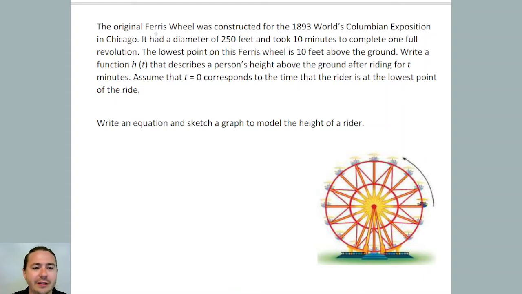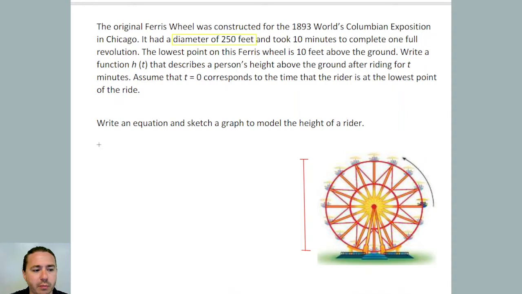But anyway, the original Ferris wheel was constructed over 100 years ago now, and it had a diameter of 250 feet. As soon as I start getting some information here, I'm going to start labeling stuff just to get an idea of what everything's going to be. So the distance here from the top to the bottom, which would be the diameter, and not the ground, but the bottom of the wheel, is going to be 250 feet.